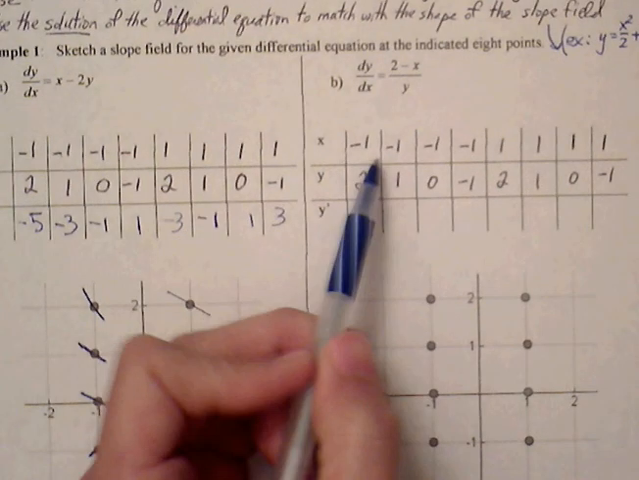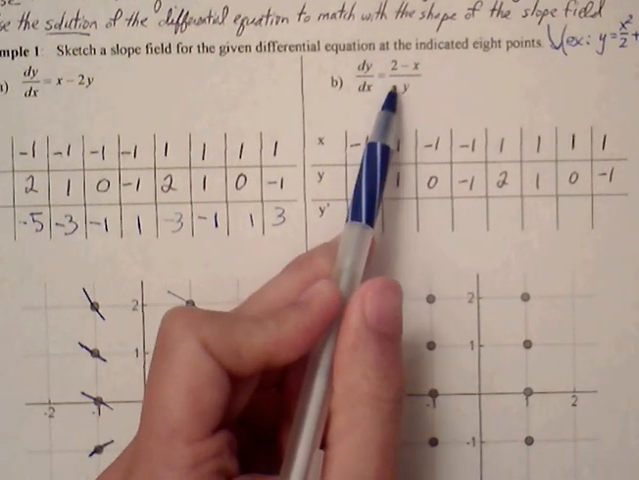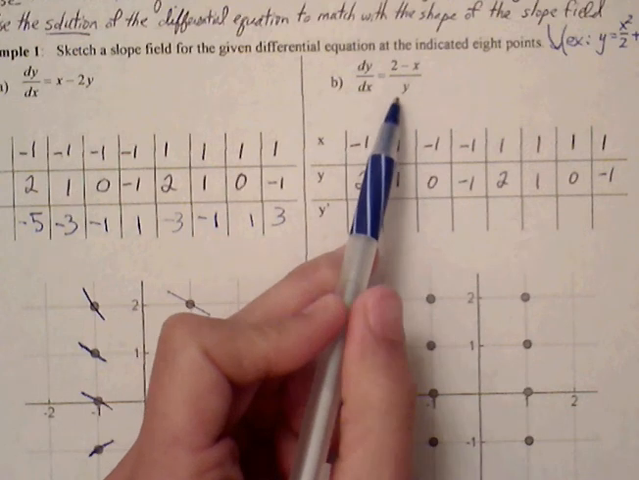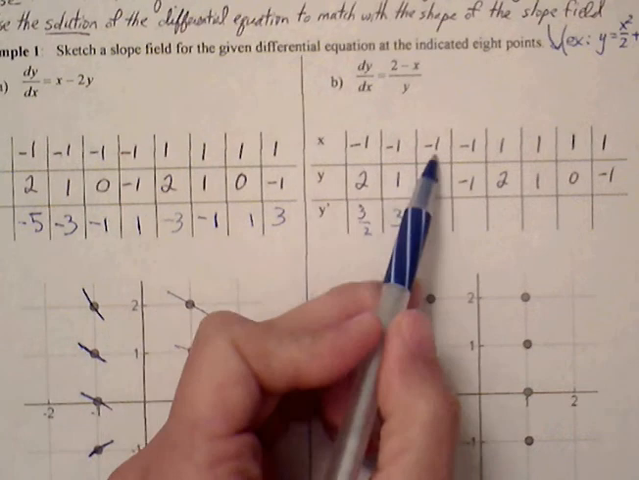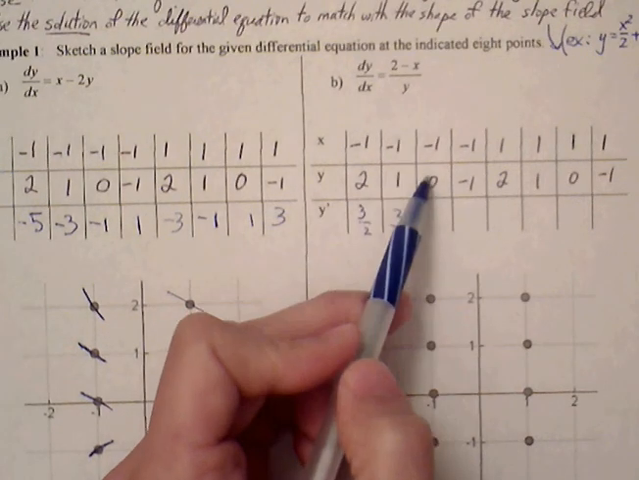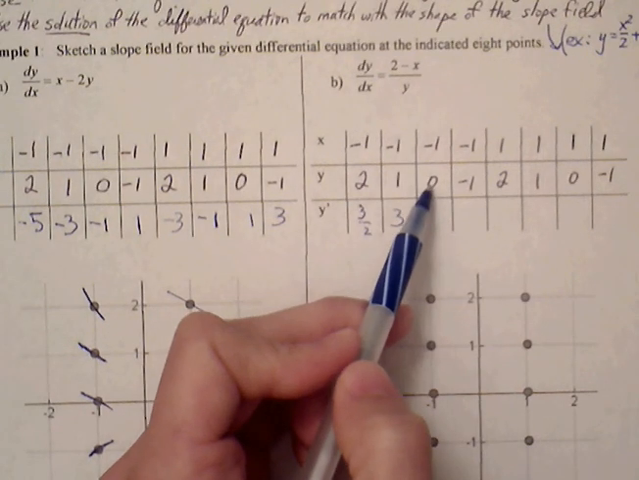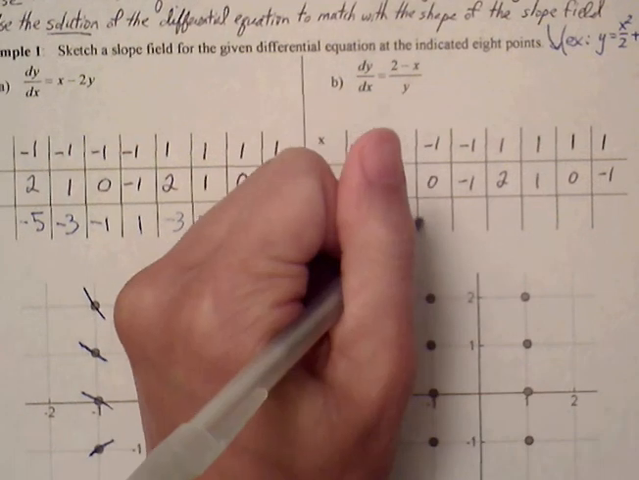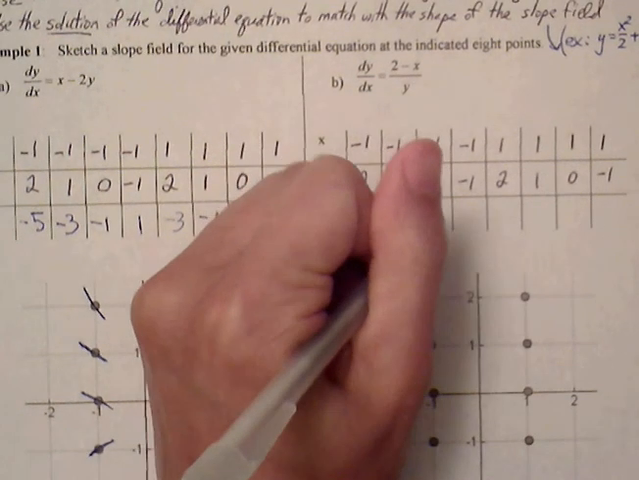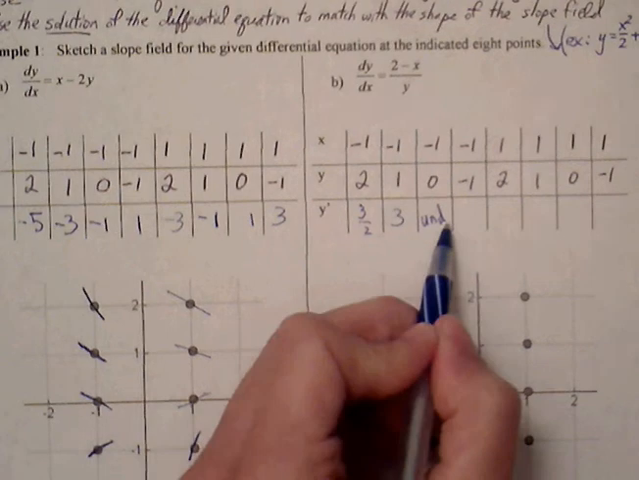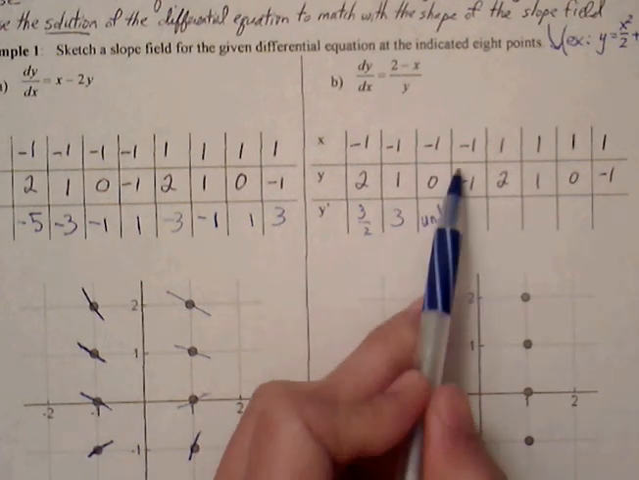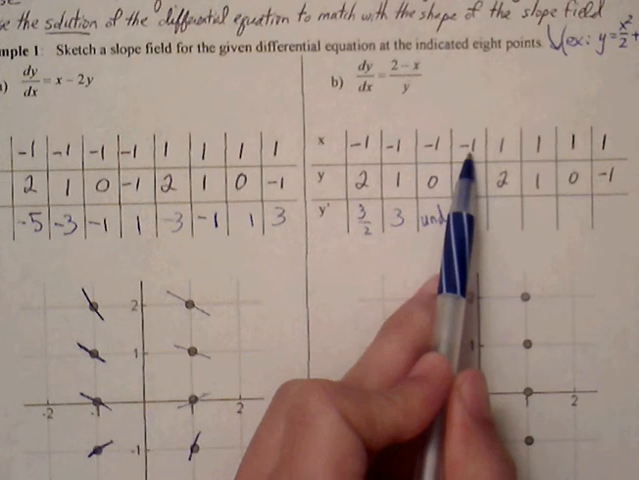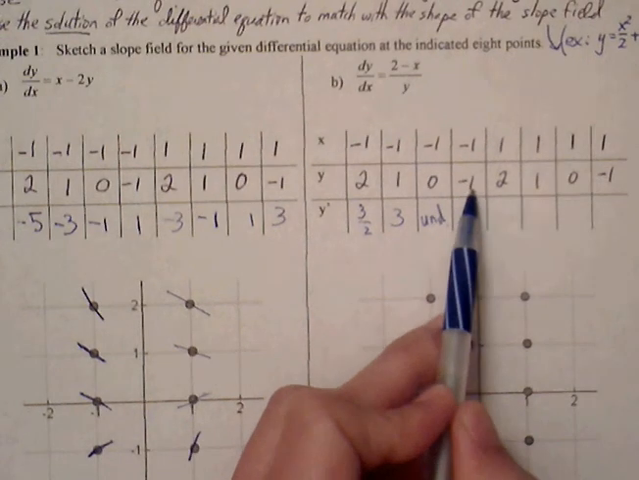Plug negative 1 in for x. So we get 2 plus 1 is 3. 3 divided by 1 is positive 3. Plug negative 1 in for x, so 2 plus 1 divided by 0. Now, we can't have anything divided by 0, so we're not going to put a line segment there because the slope is undefined there. So I'll put a UND there. Plug negative 1 in for x, so 2 plus 1 is 3, divided by negative 1 is negative 3.